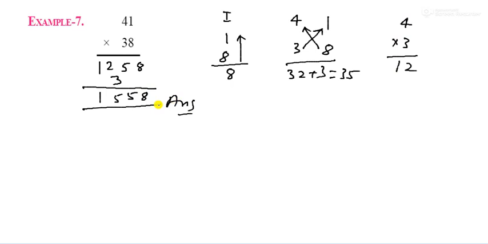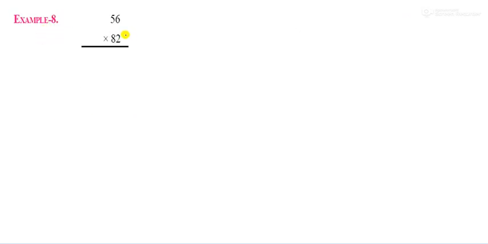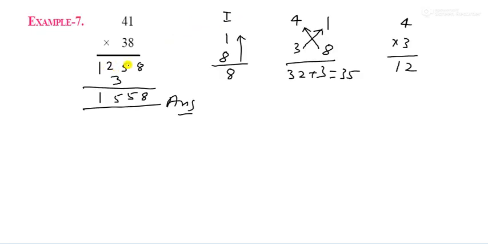And this one is adding here. So 8, 5 and it is 5 and it is 1. So that is your answer. So you can see this method is very easy.